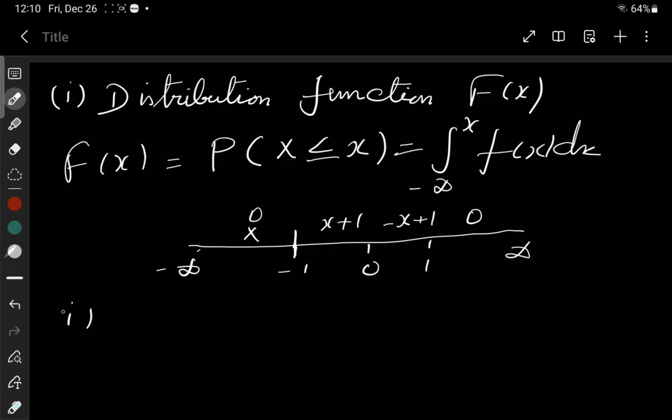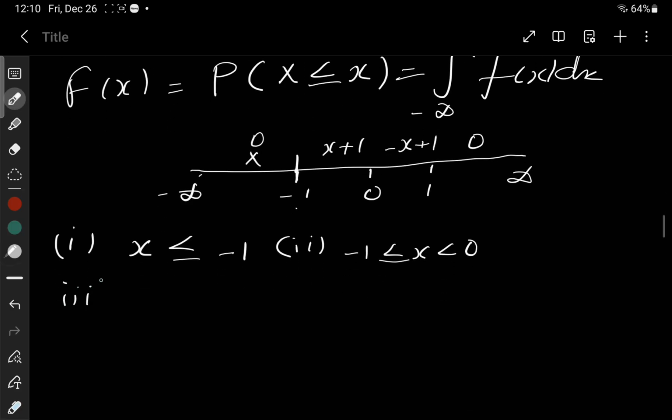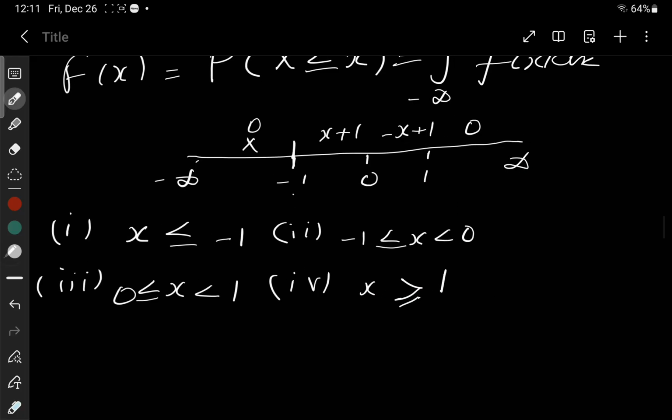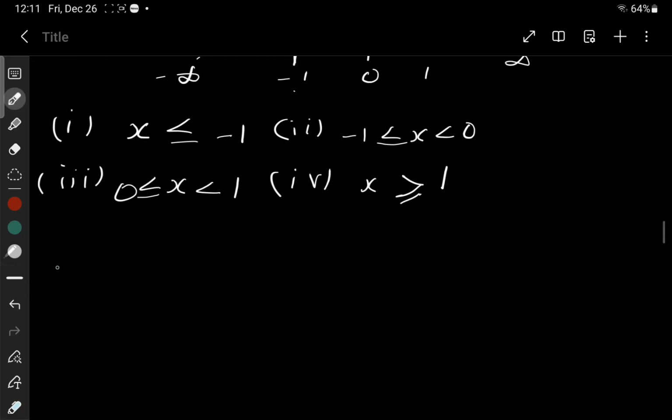The first case is for x less than or equal to minus 1. The second case is for x lying between minus 1 and 0. The third case is for x lying between 0 and 1. And the fourth case is for x greater than or equal to 1. So we are going to find the distribution function in these 4 cases.